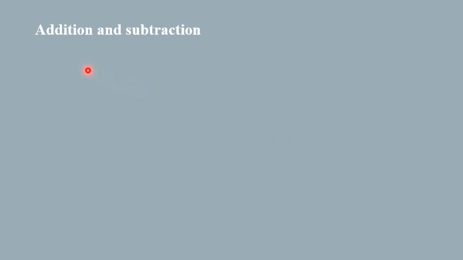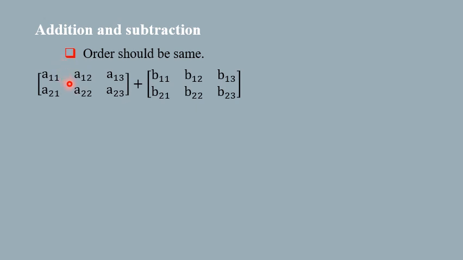Similarly, to find the addition and subtraction of two matrices, there are some conditions. When the given two matrices satisfy that condition, it is possible to find their addition and subtraction, and the condition is that their order should be the same. If the order of two matrices is the same, then it is possible to find their addition and subtraction. Let us consider two matrices of the same order. The order of these matrices is 2 by 3, and we are going to find the addition of these two matrices.